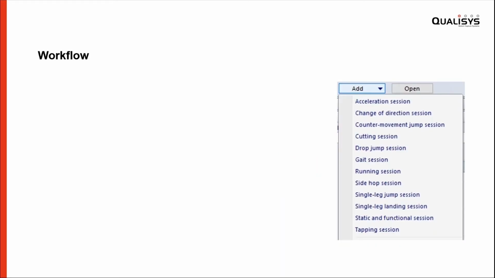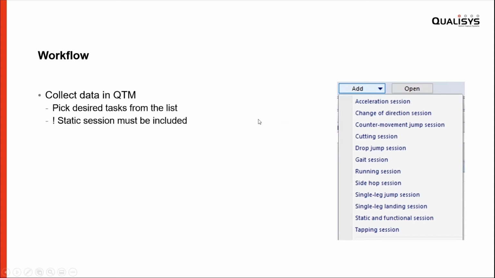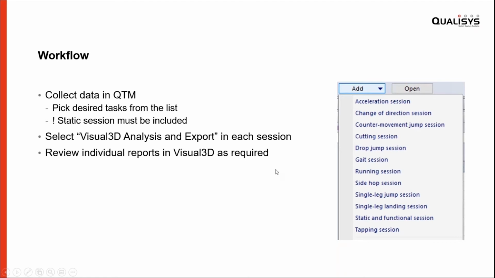The way the workflow works is you first collect data in QDM. You pick the tasks from the list that you want to measure. Note that you must include the static session here. And then you process each of these different sessions. So you're very flexible in how you combine the different movements. And then you review each report in Visual 3D. And finally, you are then able to make one single online report of all the data.